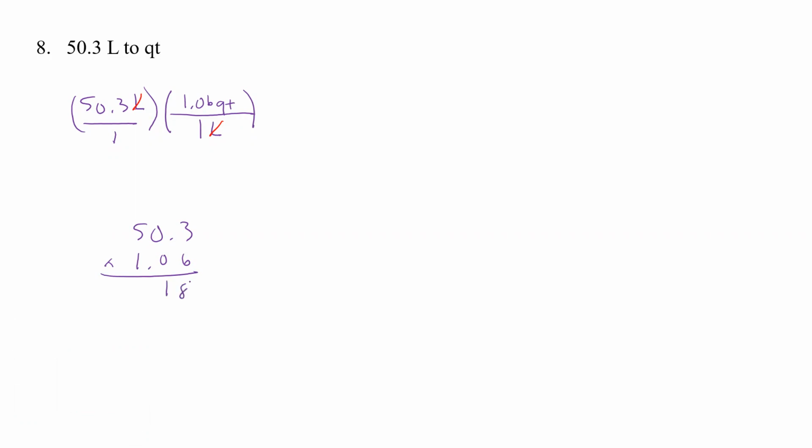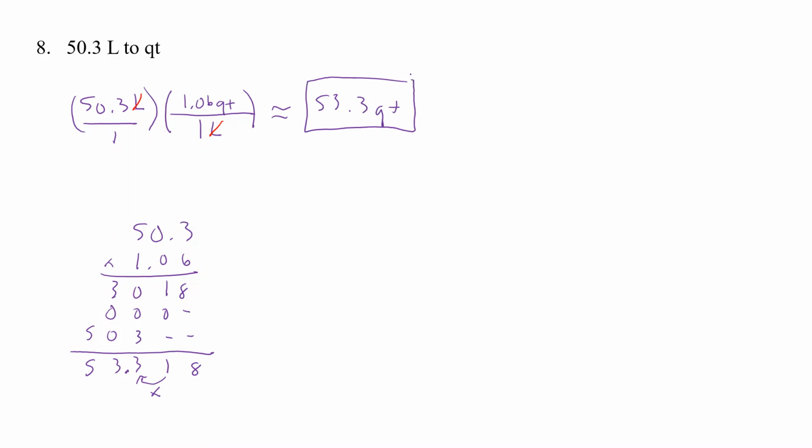So that's going to give us 18, that's going to give us 30, that's going to give us zeros. And then this one is going to give us a 3, a 0, and a 5. So that's 8, a 1, a 3, a 3, and a 5. Again, 3 decimal places. And if we want it to the nearest tenth, that does not round up. So it's going to be approximately 53.3 quarts. Okay. All right.